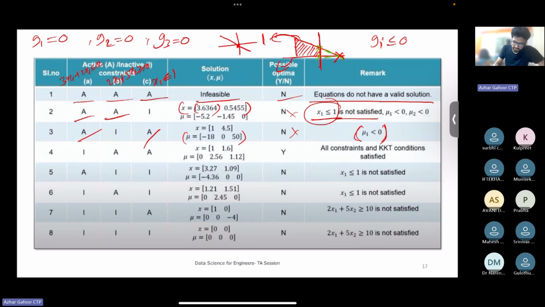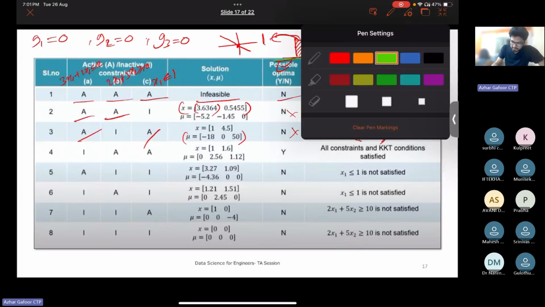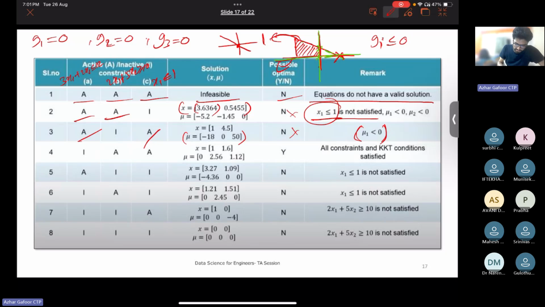Now we move to the next point, where the active constraints are this line and this line. In this case we have these two as active constraints, and we have a solution 1 and 1.6. And again, we can see that all constraints and KKT conditions are satisfied, because mu1, mu2, and mu3 are greater than or equal to 0. But still, we have to see what other possible solutions there are.